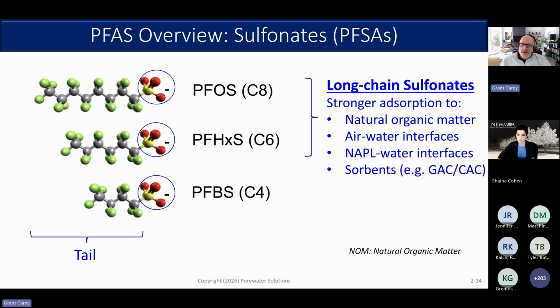So it sometimes helps if you're looking at remediation, or let's say you're doing an RI, you might want to make sure you're looking at, well, how much do we have in the way of long chains versus short chains? And where is that mass being retained relative to their sorption capacity?